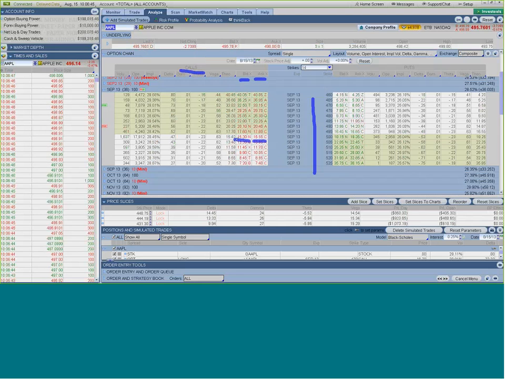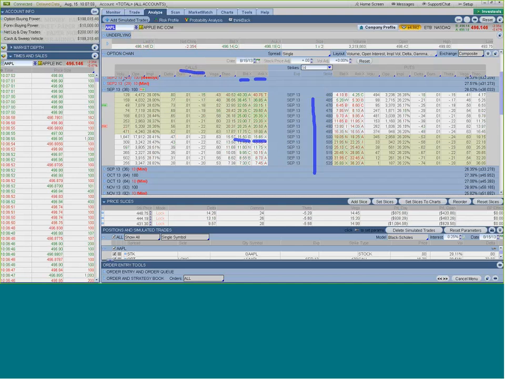Generally speaking, I like to look for a bid-offer spread that's very narrow. Here we don't necessarily have a very narrow spread. I don't like spreads usually more than 10, maybe 15 cents at the most. It's a little bit more here with the Apple options because it's such a volatile stock.